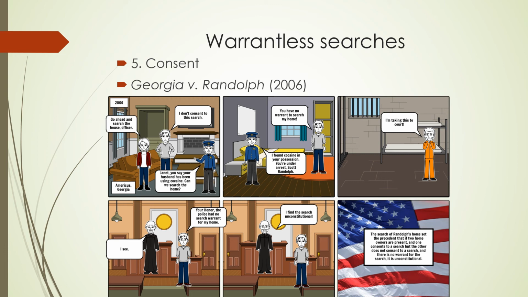live in a house or an apartment or something, if they're both there and one of them objects to a search, anyway, Mr. Randolph said, no, no, no, you cannot search. Mrs. Randolph said, yeah, you can go ahead and search. And the court said, if 2 people who have access to that property are both there and one objects, you cannot search without a warrant. You go and get a warrant. But that's an exception to the general rule that if somebody gives consent, the police can search without a warrant.